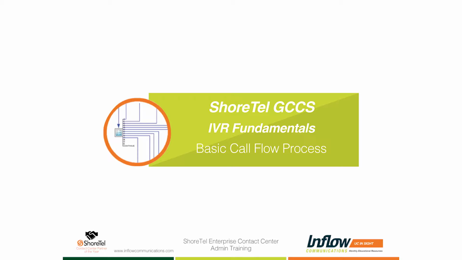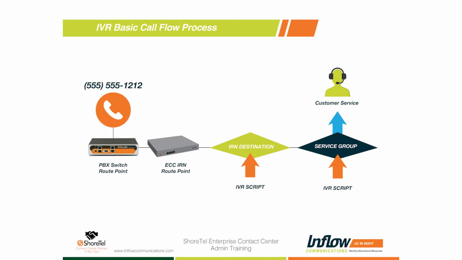So the basic flow process: when a caller calls in, the first place that call hits is going to be a ShoreTel switch. And in that switch will be a route point. A route point simply tells the call, or controls the call, where it goes next. Now, the switch, when a call is bound for the contact center, is then going to, in turn, take that call and say, hey, this is for the contact center. I'm going to go to Enterprise Contact Center IRN.